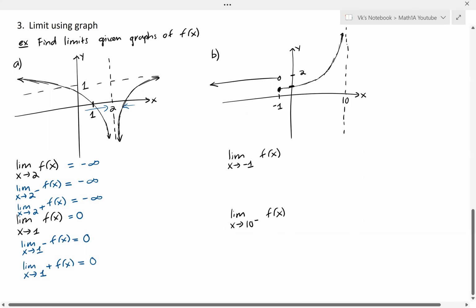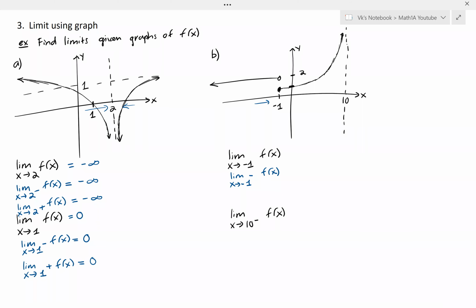Okay, let's move on to example B. We have this graph right here. We want to figure out the limit as x approaches -1 of f(x). Similarly, we've got to do the limit as x approaches -1 on the left side. On the left side it approaches this way. So as you see, the output on the left side as x approaches -1 is 2.